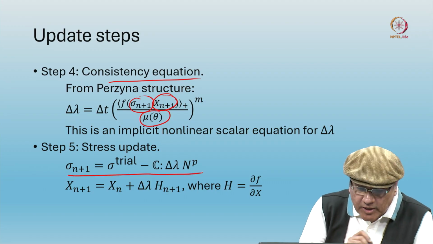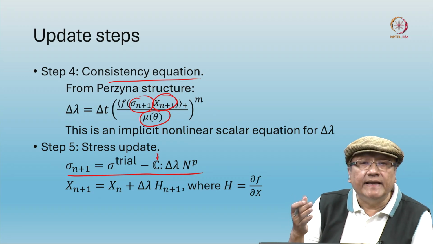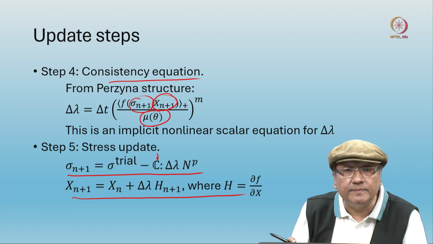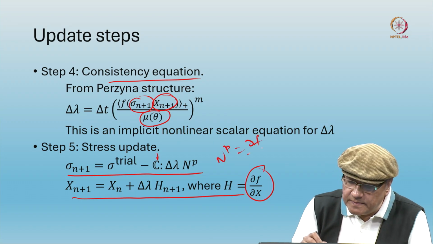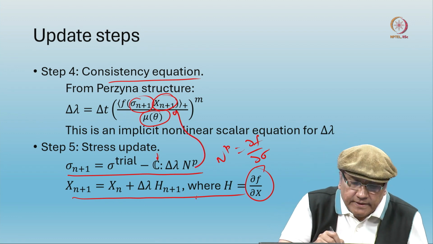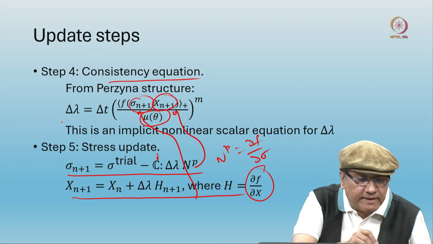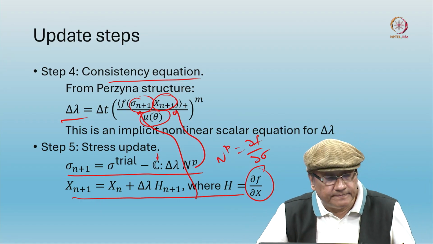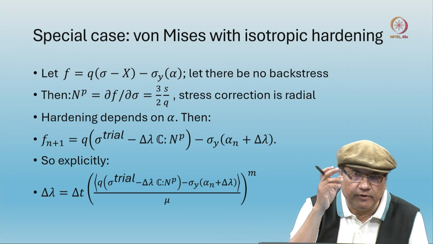Sigma n plus 1 is sigma trial minus the elasticity tensor times delta lambda n p. Similarly, x n plus 1 is x n plus delta lambda h n plus 1, where h is del f by del x, and n p is del f by del sigma. So, you see that if you put all this back here, these are functions of delta lambda. So, delta lambda is on the left hand side and on the right hand side both. So, this is basically an implicitly defined nonlinear equation for delta lambda. If you solve for delta lambda, then you get your final solution for everything.